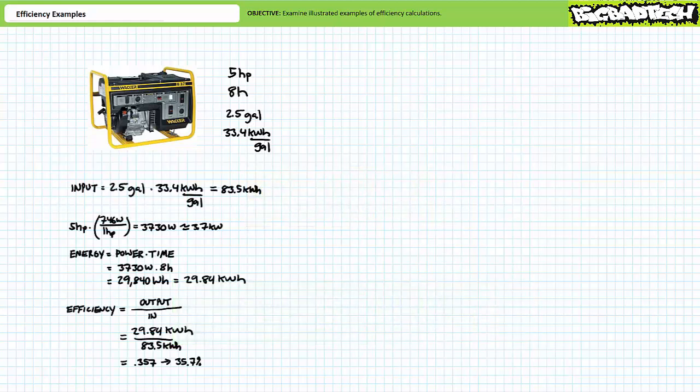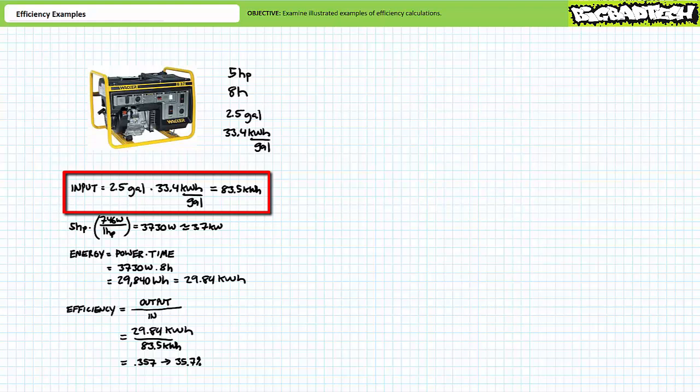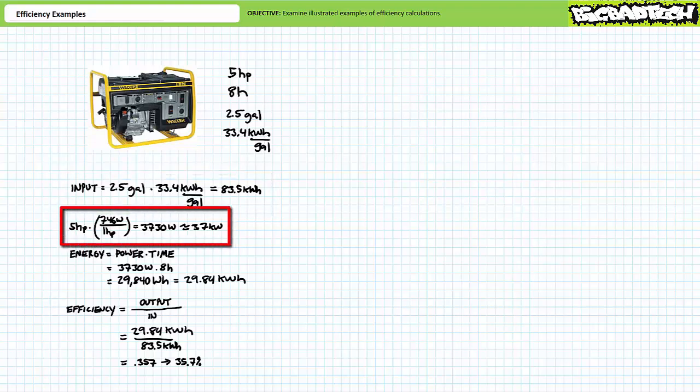Let's first determine the energy consumed by the generator. 2.5 gallons of gasoline represents an input of 2.5 times 33.4 kilowatt hours, or 83.5 kilowatt hours of energy. We first need to convert power in units of horsepower to units of watts.